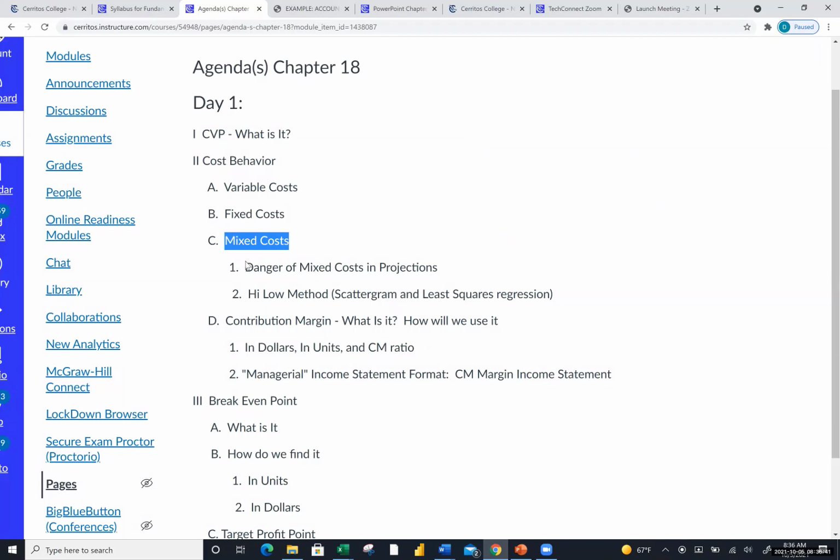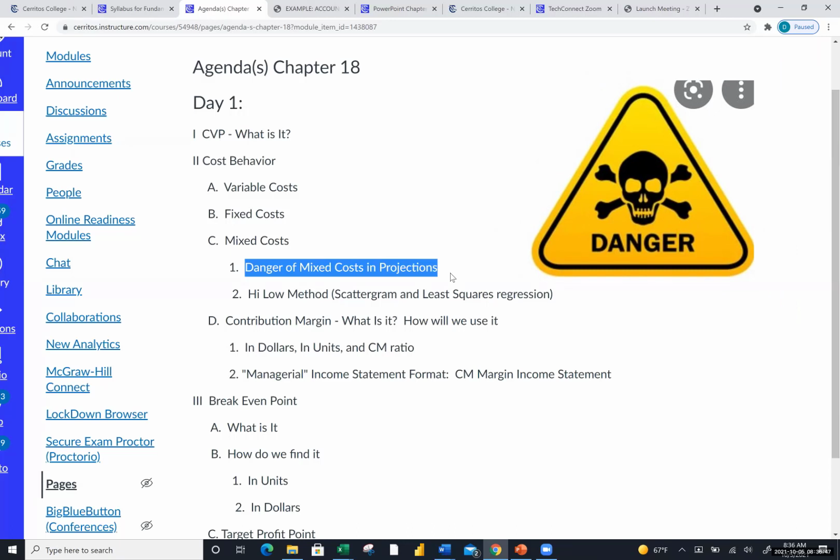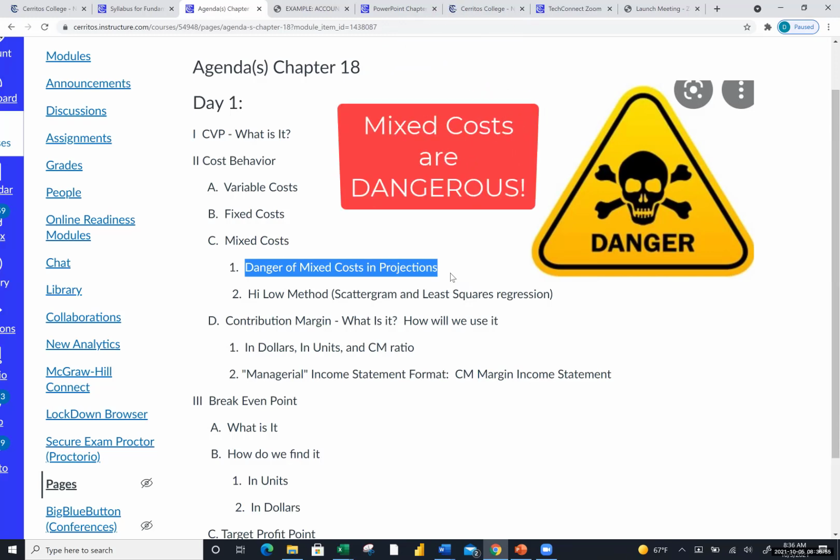I'm going to show you a PowerPoint later. We'll talk about the danger of mixed costs and projections and how we can't have them. They're no-nos. And so we're going to talk about ways to take those mixed costs and to split them into the two components, variable and fixed. That'll be one of the first things we talk about today. So someplace in your notes, we can't have mixed costs when we forecast. And so we have to have some type of a way to split the two components out.